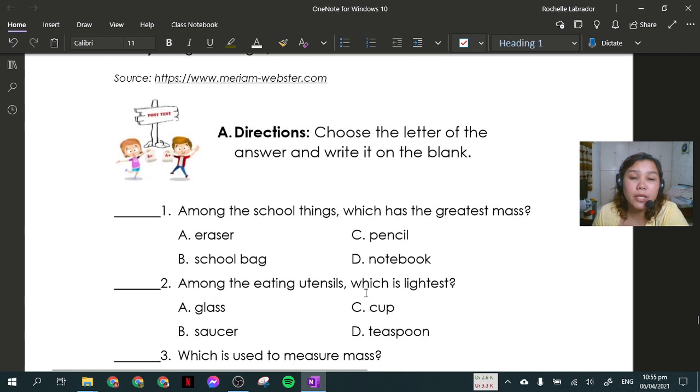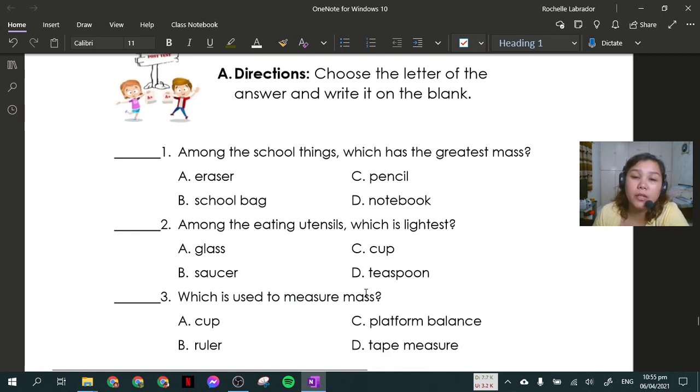Okay, for post-test directions, choose the letter of the answer and write it on the blank. So you have choices A, B, C, or D. So among the school things, which has the greatest mass? A, eraser, B, school bag, C, pencil, D, notebook.